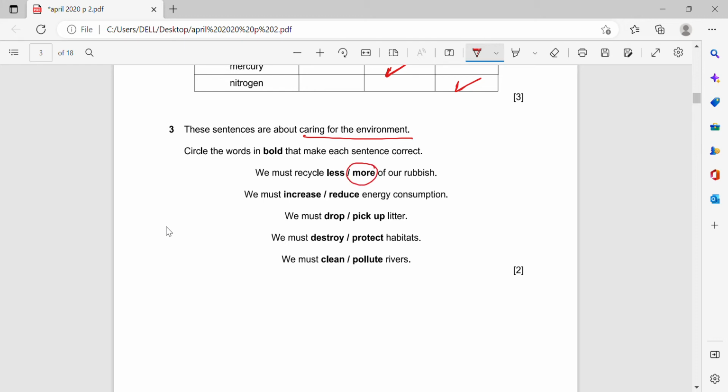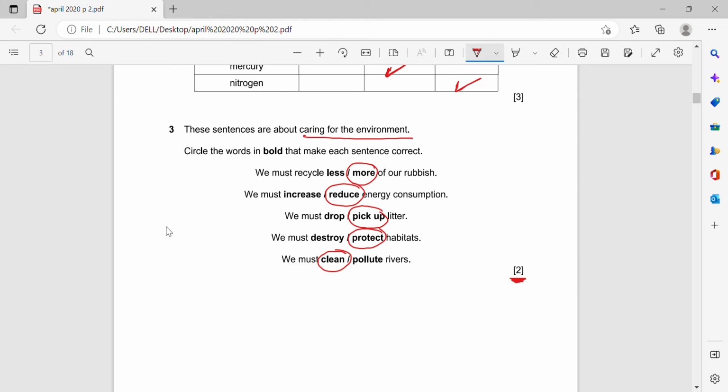We must increase or reduce energy consumption. So what should we do? Caring means I should reduce. We must drop or pick up litter. We must pick up litter. We must destroy or protect habitats. Of course, we have to protect the habitats. We must clean or pollute rivers. We must clean rivers.